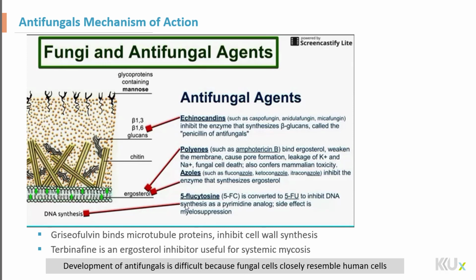Last but not least, let's look at the 5-flucytosine or 5-FC, which is converted to 5-FU. The 5-FU works by inhibiting the DNA synthesis, as a pyrimidine analog, and the side effect of this is mainly myelosuppression in the human being. So that's it for the mechanism of action of the antifungal agents.